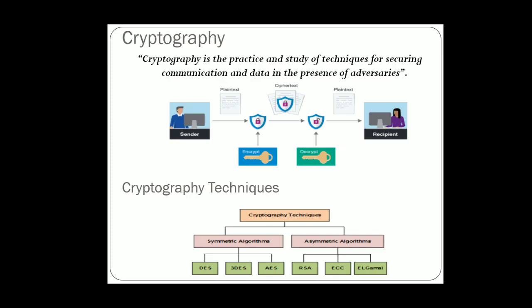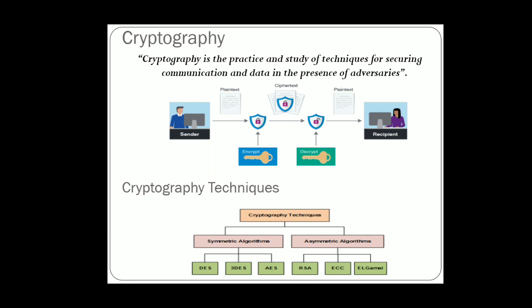Next is the decryption algorithm. It accepts the ciphertext as input and the matching key. The key may be private or public, and it produces the original text. Next are the public key and private key. One key, either the private key, that is the secret key, or the public key, that is known to everyone, is used for encryption and the other is used for decryption.